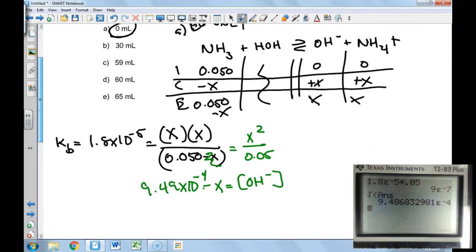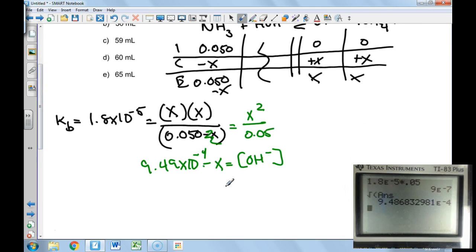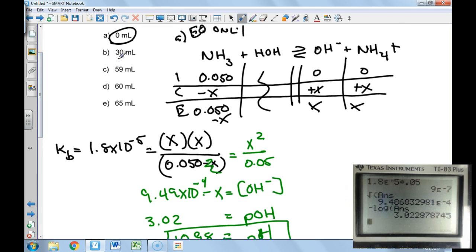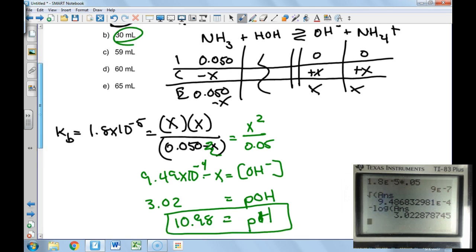Now that is not the pH. We can get the pOH by taking the negative log of that answer, which is 3.02. And so 14 minus that, the pH equals 10.98, give or take. Okay, so that's the first step. Now we're going to add 30 milliliters for part B.